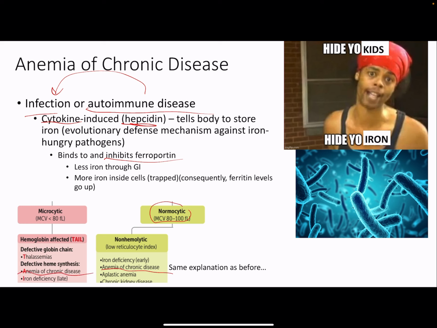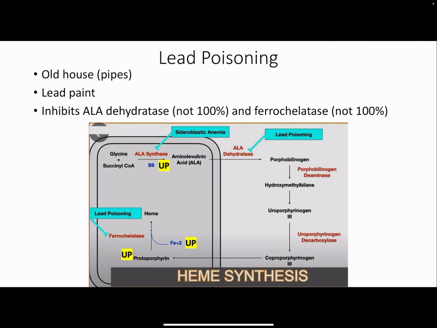So initially, you might produce fewer red blood cells of normal size. And then later there'll be fewer red blood cells, but they'll also just have less hemoglobin, and therefore they'll be smaller. Lead poisoning. So just look for them saying, hey, somebody was doing construction in an 80-year-old house, or some kid was licking the paint off their 80-year-old house. That's lead poisoning. That's going to come up in a vignette.